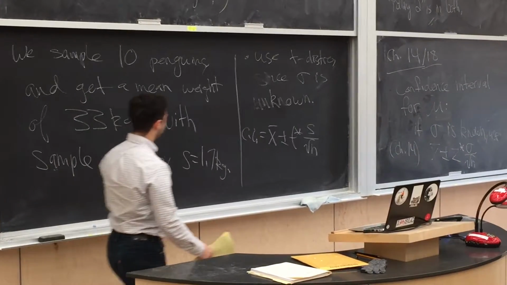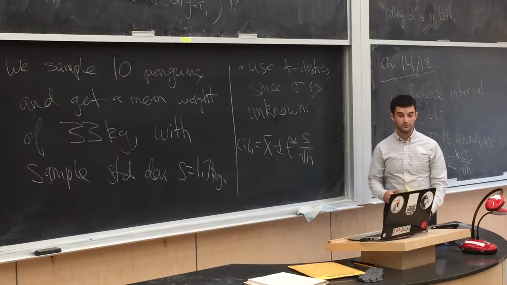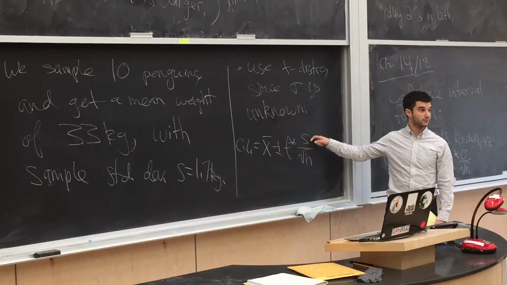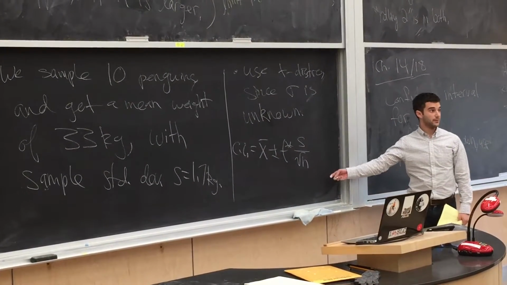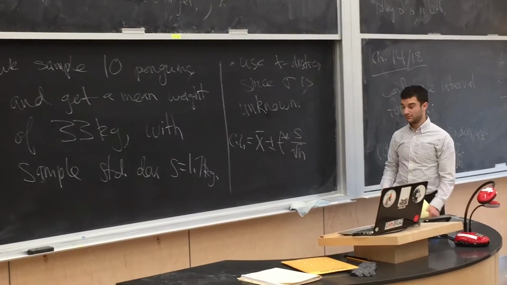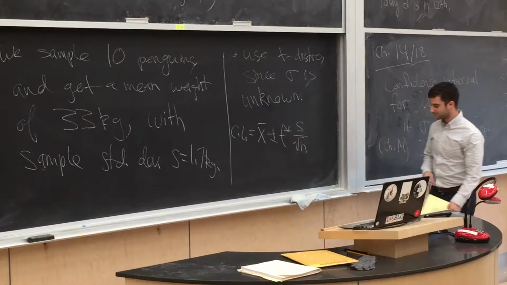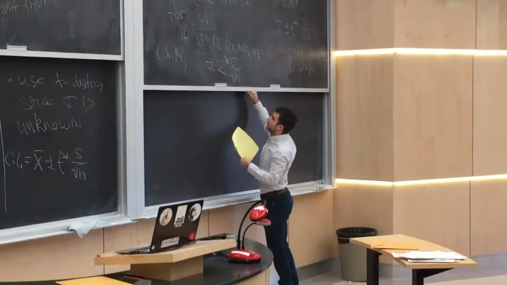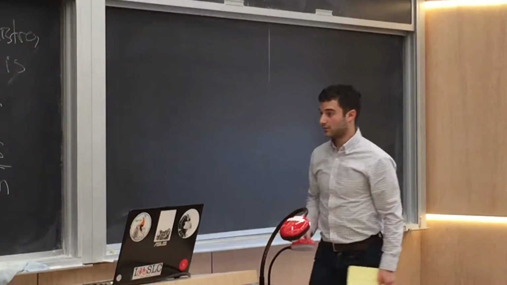Now, what's x bar in this problem? It's 33. What about s? It's 1.7 we have over here. And what's n? It's the 10 penguins. So all we have to do now is find t star, and we can plug that into this formula.